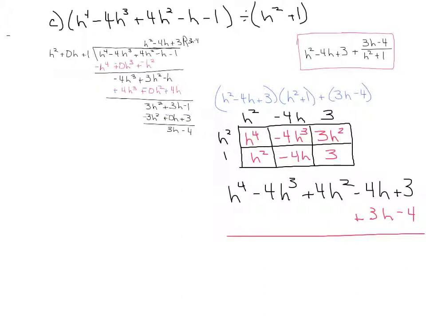And what we get is negative 1 here, h here, and then negative h, 4h squared, negative 4h cubed, and h to the 4th. So that should match here. We have h to the 4th minus 4h cubed, 4h squared, minus h, and minus 1. So our work checks. Now let's do a problem that requires us to use our favorite thing, fractions.